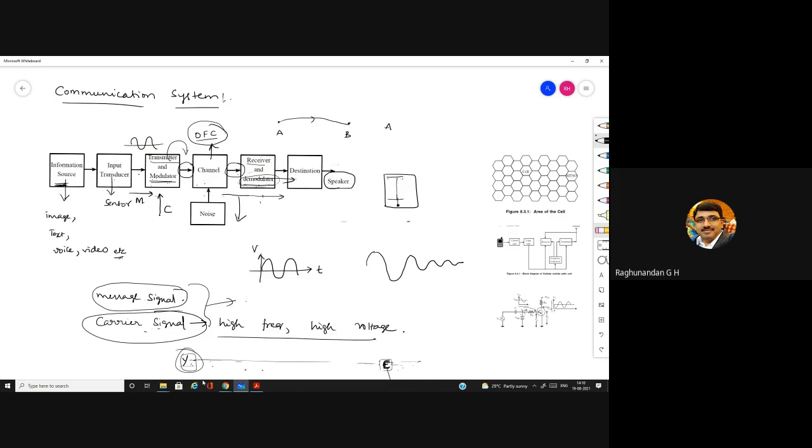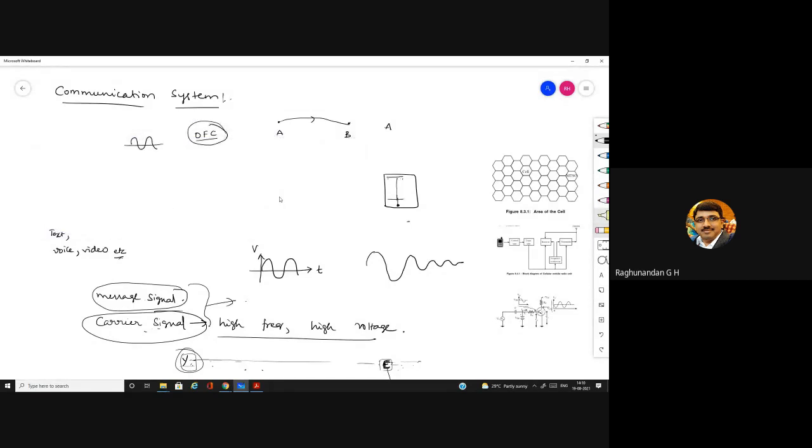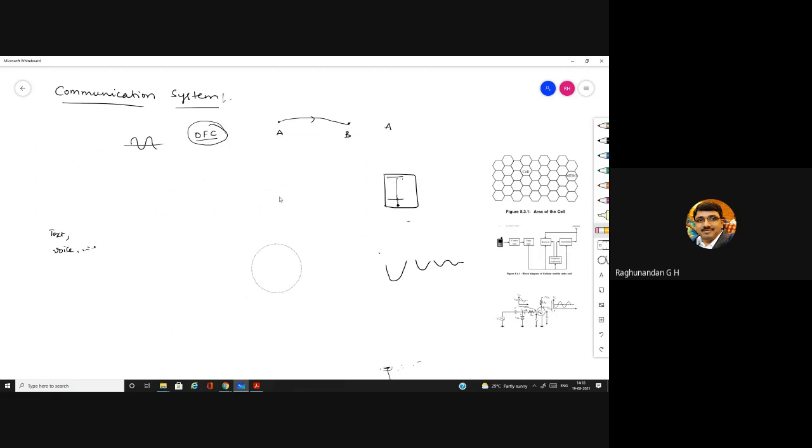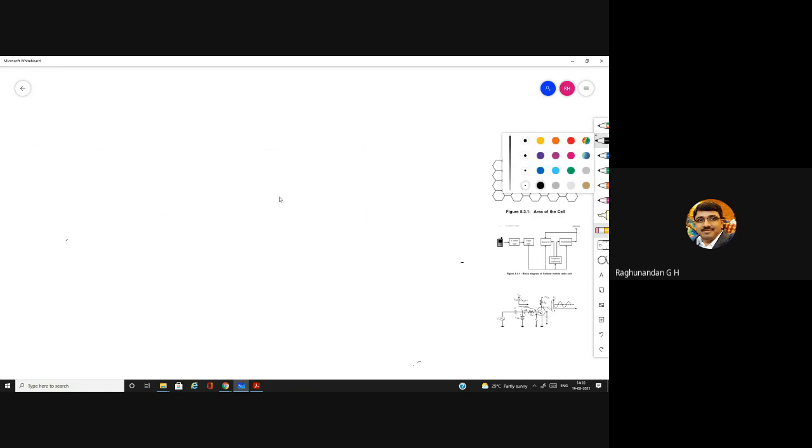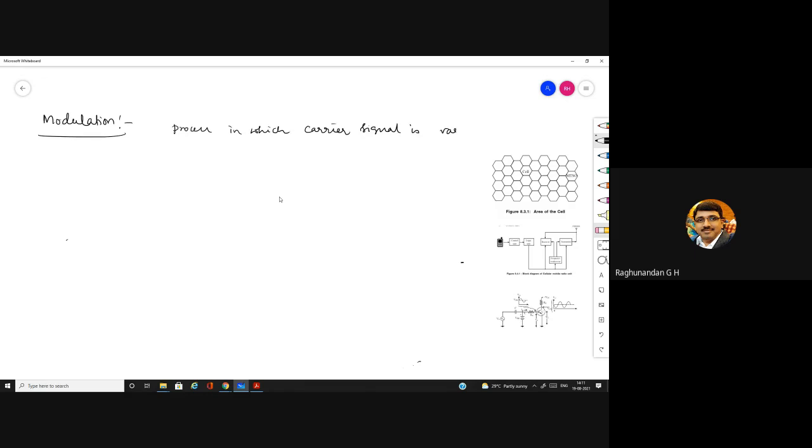Okay, this is about the communication system. After this, we need to discuss the need of modulation and what modulation actually is. As I told, in modulation we change a parameter of the carrier signal in accordance with the message signal. As I told, we customize the route of the cab based upon our requirement. So modulation is the process in which the carrier signal is varied in accordance with the message signal. Based upon the message signal, the carrier signal will be modulated.